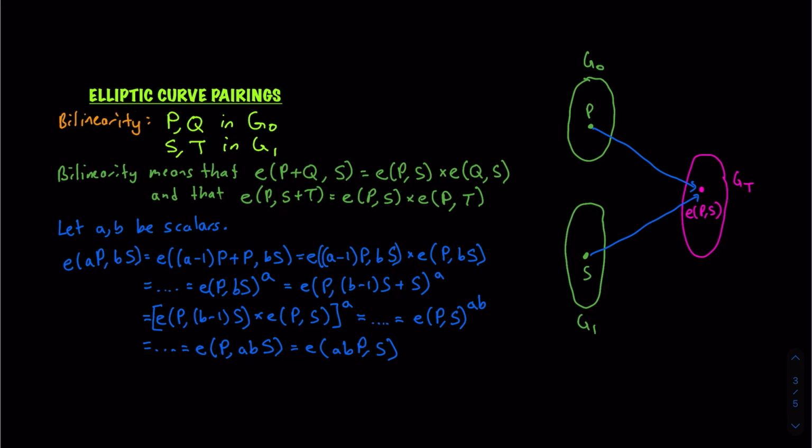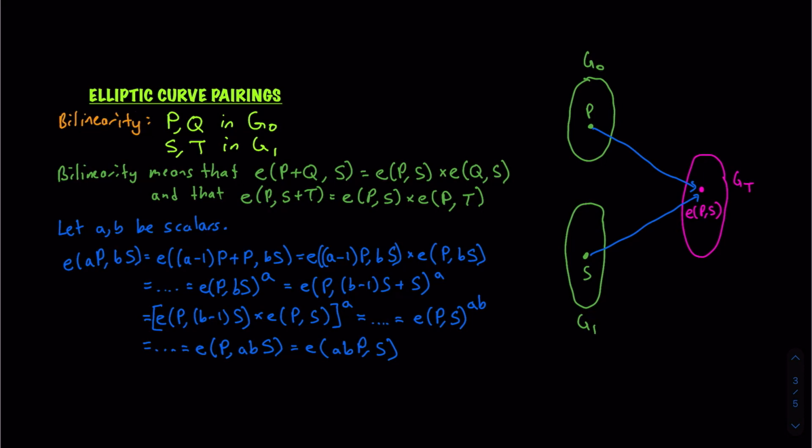Now we can work on the right side, which equals E of P, comma B minus 1 times S plus S, all to the power A, which equals E of P, comma B minus 1 times S times E of P, comma S, all to the power A. And we can keep on deconstructing this, and then it eventually equals E of P, comma S to the power A times B, which also equals E of P, comma ABS, which also equals E of ABP, comma S. And you can do the math for yourself to double check this.